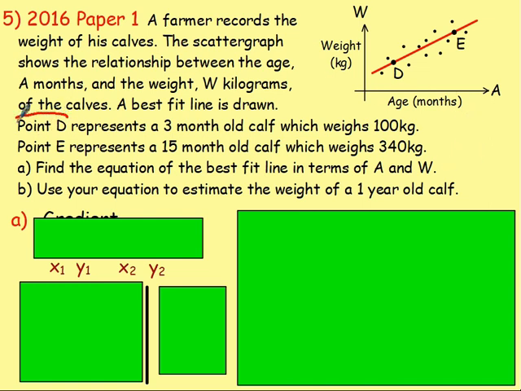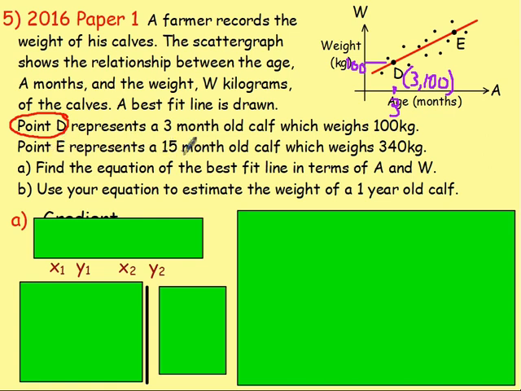So it tells you point D here represents a 3-month-old calf which weighs 100 kilograms, which means that for D in the age, you came along 3 months, you would have come along to 3. And then up in the weight, if you're going up the y-axis, you would have come up to 100 kilograms. So if you go along there, that would have been 100. So if you think about that as a coordinate, you came along 3, so the x value is 3. And the y value, you went up to 100 because that was the weight. So that there as a coordinate would be 3, 100 in brackets.